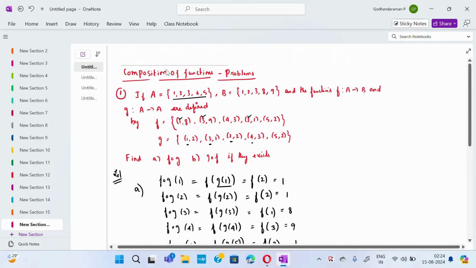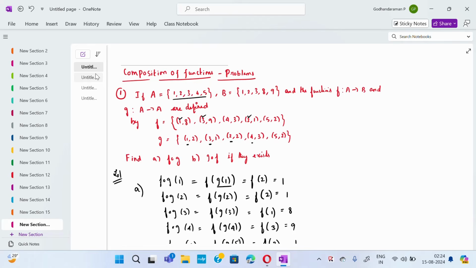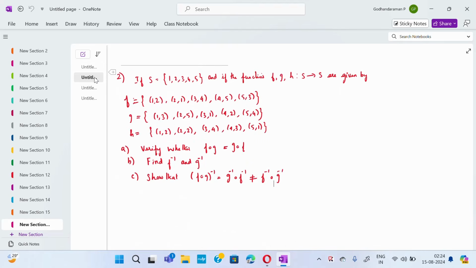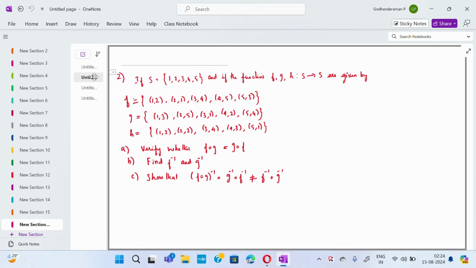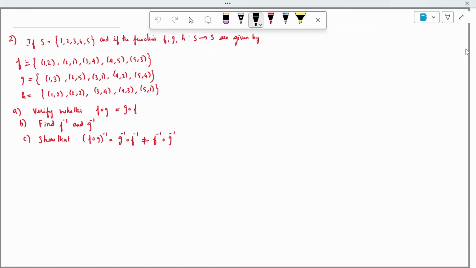So one problem completed. What is the second question? So this is our second question. If S equals {1, 2, 3, 4, 5} and functions F, G and H are from S to S, with the mappings given, we need to verify all three cases.